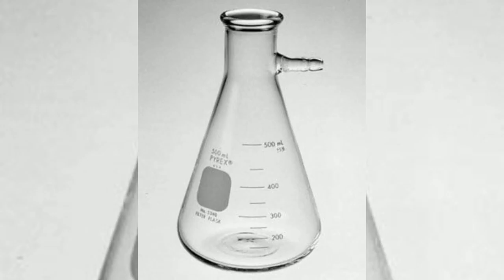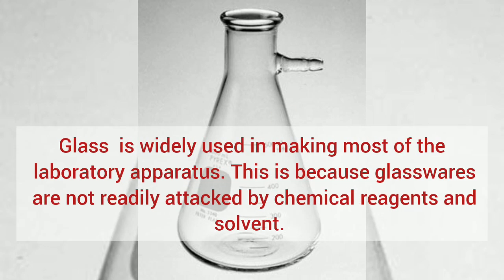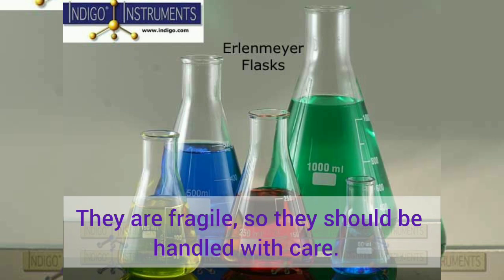Now let's look at the first one. The first one we're looking at is glass. Glass is widely used in making most of the laboratory apparatus. This is because glassware are not readily attacked by chemical reagents and solvents. They are fragile. They should be handled with care.